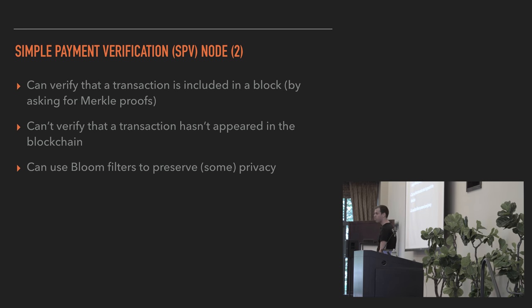They can use something called Bloom filters to preserve a bit of privacy. They're not great. A Bloom filter is my SPV node talking to a full node and saying, I'm interested in this set of transactions or this set of addresses, but I'm not going to tell you exactly what the address is. With that kind of filter, you'll always get the transactions that you're interested in, if the full node is being honest, but the full node can't exactly fingerprint what your address is. There are better systems out there, but this is what we have right now in the peer-to-peer network.